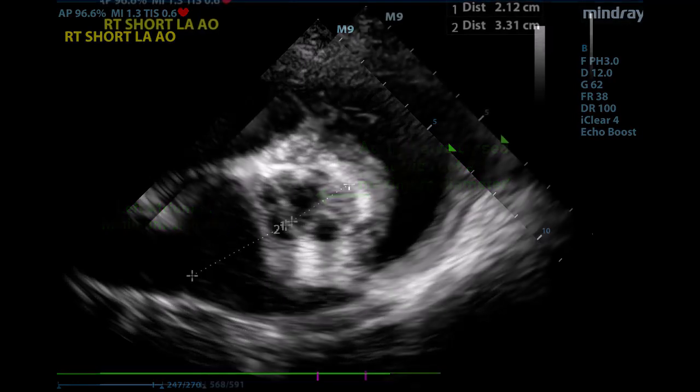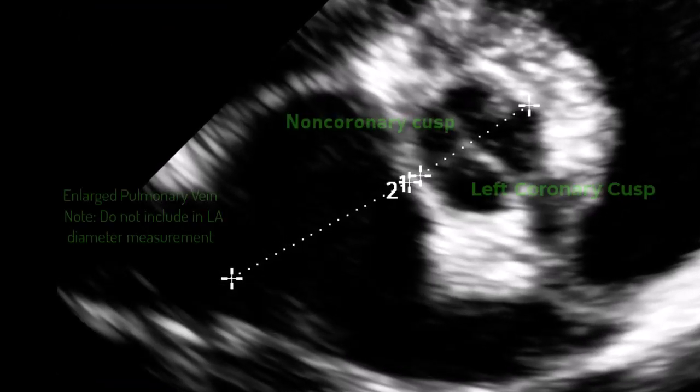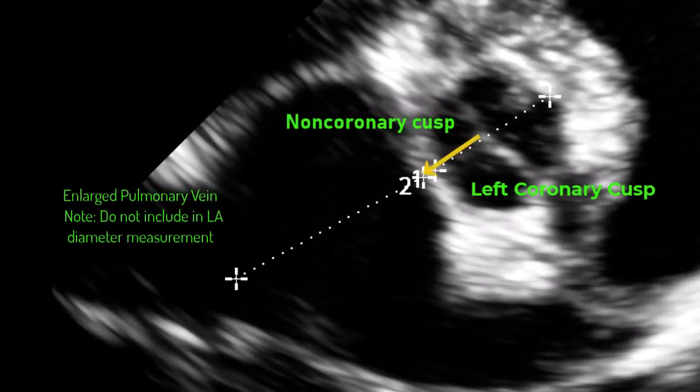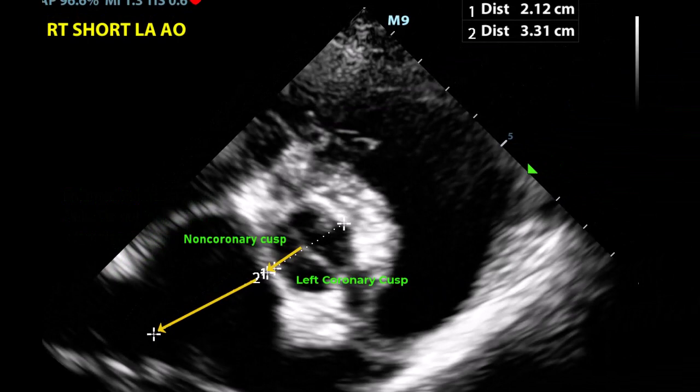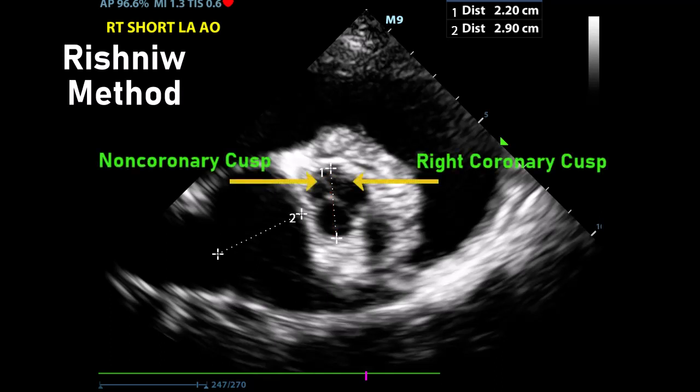diameter. In both methods, the left atrium is measured from a point where the non-coronary and left coronary leaflets intersect, and the line extends across the left atrium from the intersection of these leaflets. In the Rishniw method, the aortic diameter is measured from top to bottom in a line that extends from the intersection of the non-coronary and right coronary leaflets.